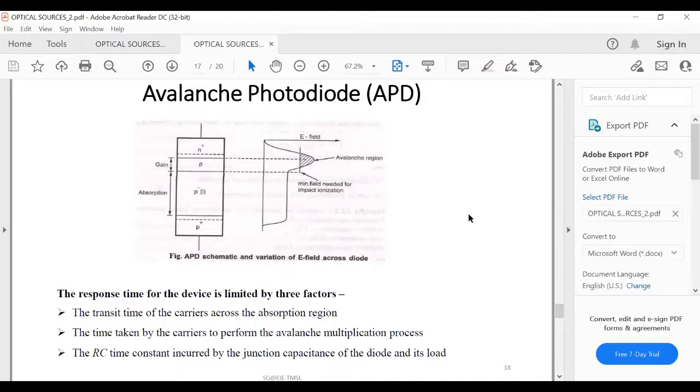Now this avalanche photodiode basically uses the avalanche breakdown phenomenon for its operation. That's why it is called the avalanche photodiode, and it has an internal gain, which obviously increases its responsivity. By virtue of the doping concentration and physical construction of the N and P junction, the electric field is high enough to cause impact ionization.